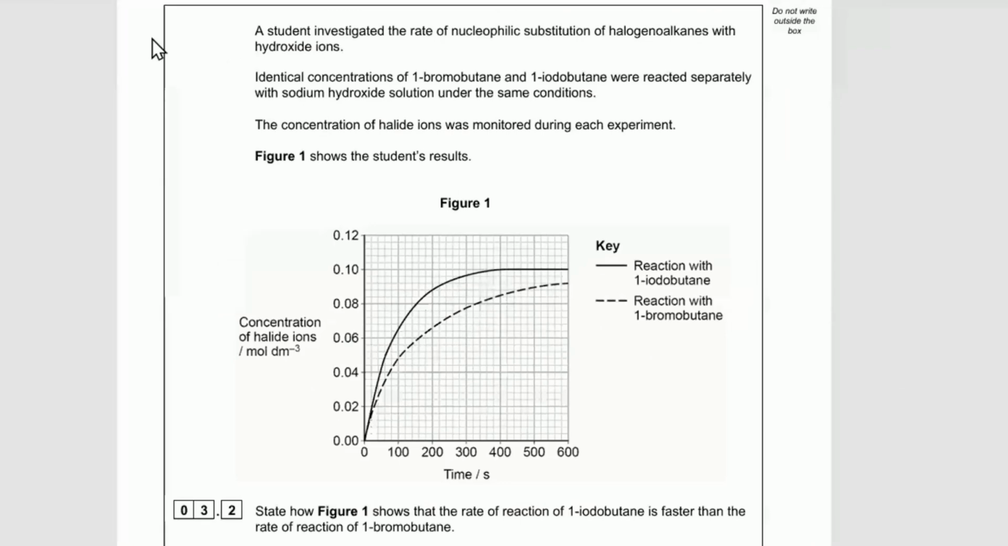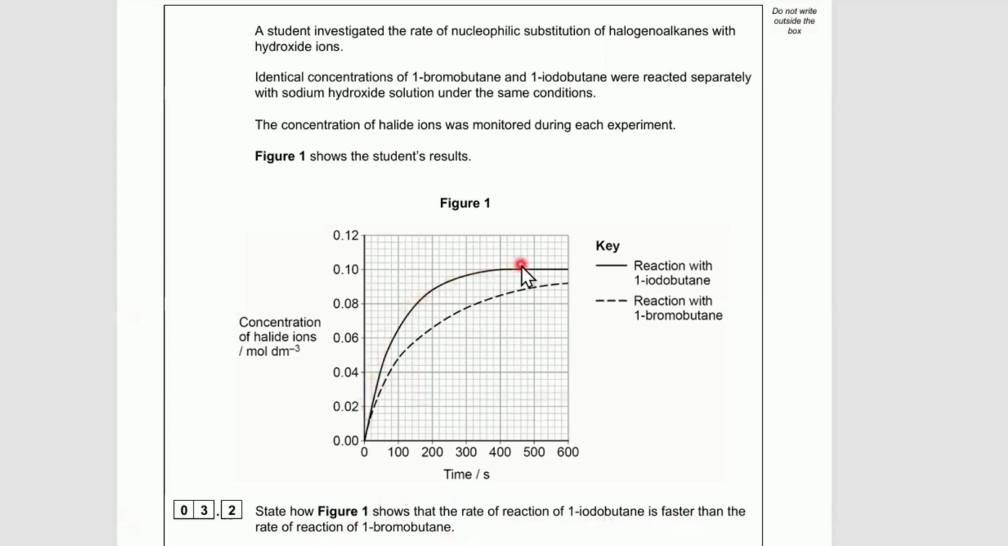Okay, let's move on to the next part of the question. A student investigated the rate of nucleophilic substitution of halogenoalkanes with hydroxide ions. Identical concentrations of 1-bromobutane and 1-iodobutane were reacted separately with sodium hydroxide solution under the same conditions. So they've kept all the conditions the same to make it valid. The concentration of halide ions was monitored during each experiment. Figure 1 shows the results. We've got the concentration of the halide ions on the left, which are being released as the bonds are breaking, and we've got the time underneath. So we can see the reaction of iodobutane is higher, the line, than the one with 1-bromobutane.